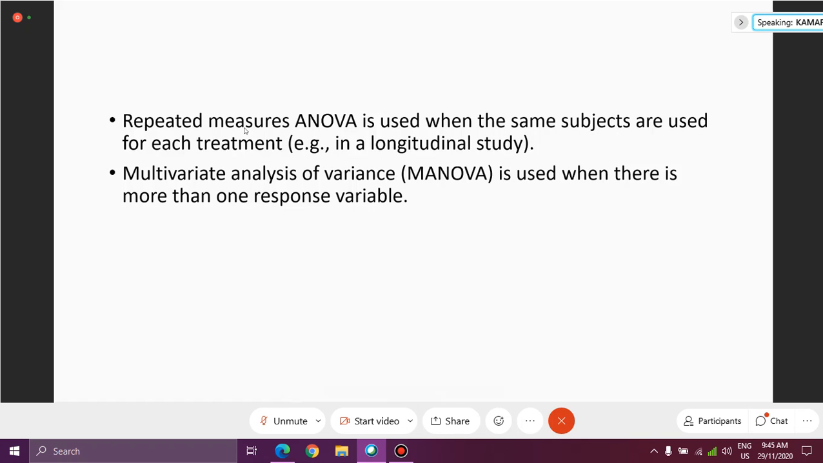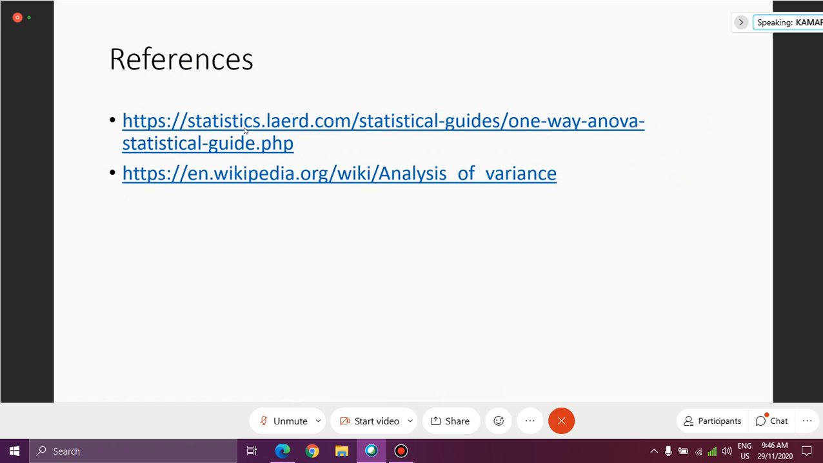And the last one is multivariate analysis of variance, if there is more than one response variable. That's basically all the lecture for this morning. I just want you to get a rough idea about ANOVA.